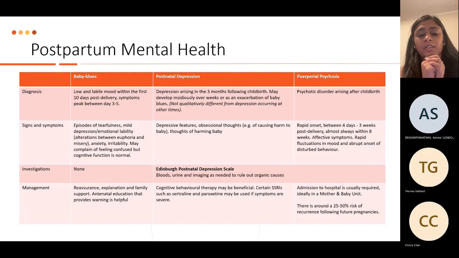The other question they tend to ask a lot about with postpartum mental health is about the Edinburgh Postnatal Depression Scale, because it's something that we do in hospital but also at the 6 week postnatal check to ensure that we're screening for postnatal depression.